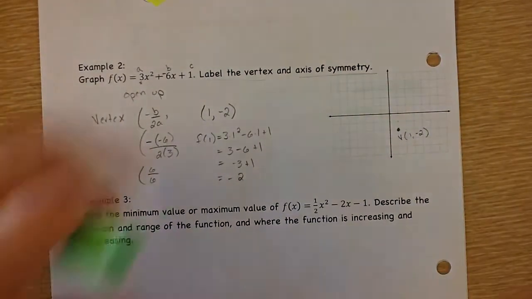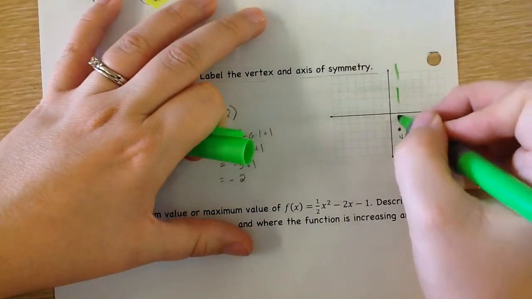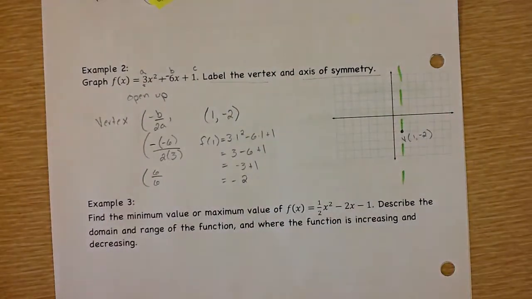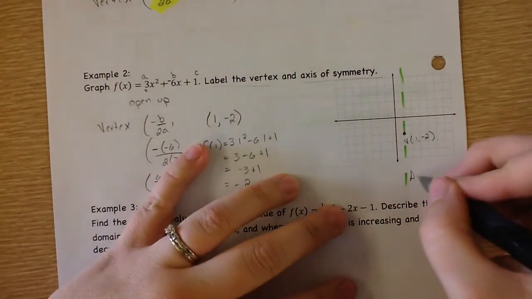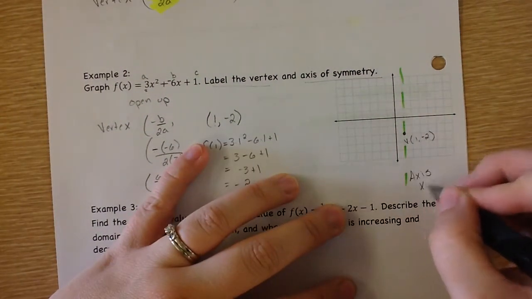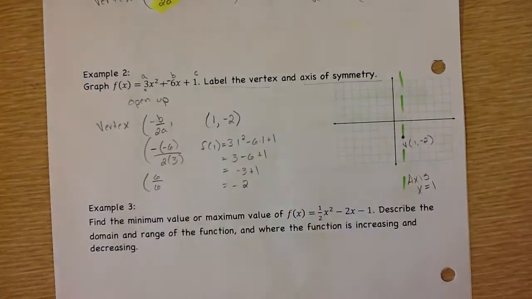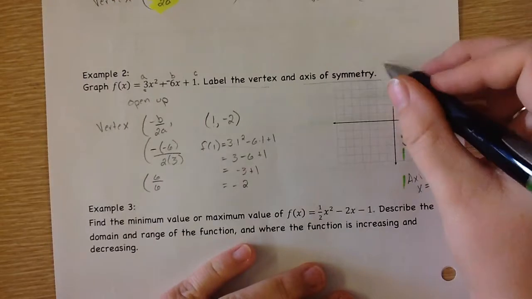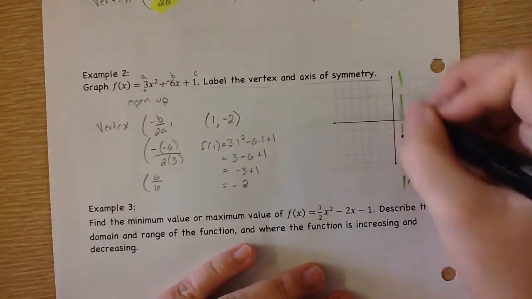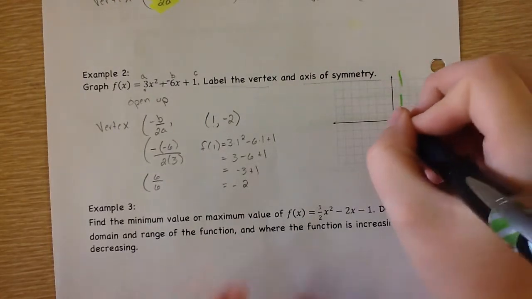My axis of symmetry, again, goes through my vertex. It's going to look like that. So there's my axis. The equation for my axis is x equals, again, my h, x equals 1. That's the equation of that one, x equals 1. I know it's going to open up, so now I just need to do a point on either side. How about let's try 0.